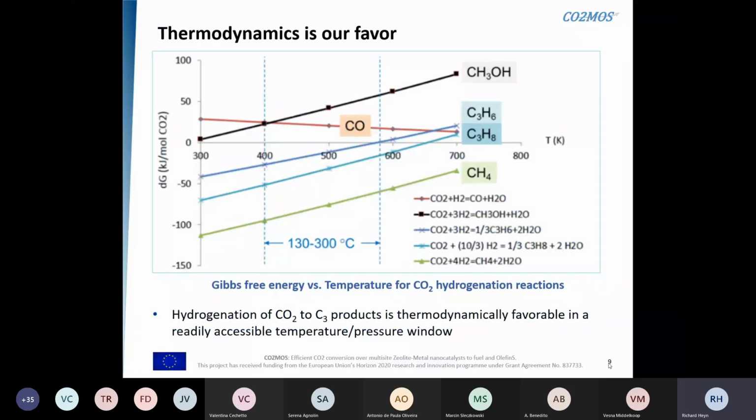And then thermodynamics is also in favor with respect to our temperature and pressure window, so that there is a range of temperatures, say from 130 to 300 degrees Celsius, where the production of these C3 products is actually thermodynamically allowed.